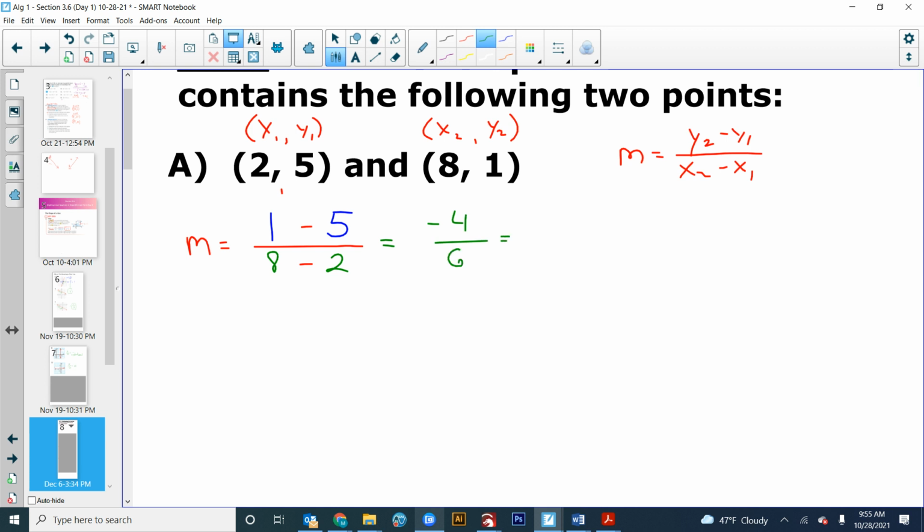Always reduce, reuse, recycle. How do we reduce negative 4/6? 2 goes into both. 2 goes into negative 4 how many times? Negative 2. 2 goes into 6 thrice.